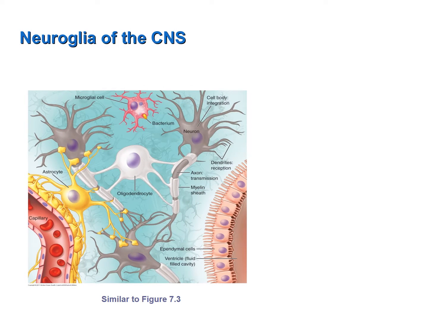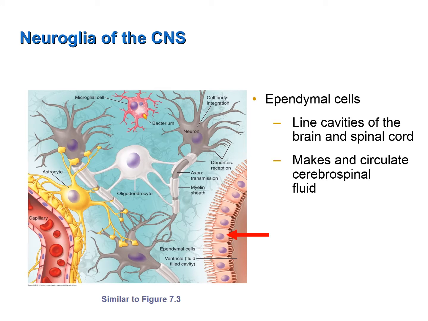A third neuroglial cell of the central nervous system is the ependymal cell. The ependymal cells line the various cavities of the brain and spinal cord. They are ciliated cells. The cilia beat back and forth and circulate the cerebral spinal fluid throughout the central nervous system.